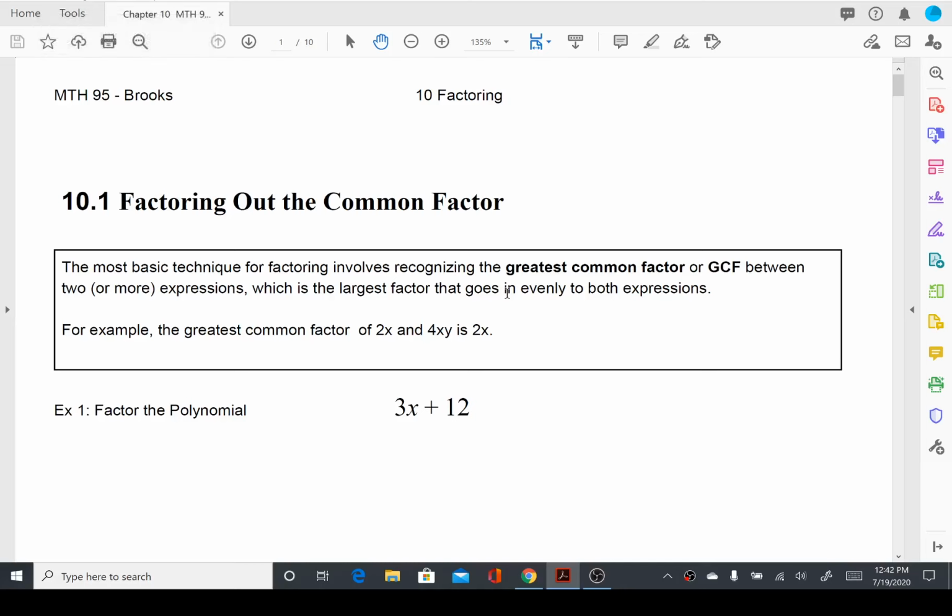Alright, so what we're going to talk about right now is how to factor out the common factor. This is chapter 10.1. This is the most basic technique for factoring, and it recognizes the use of the greatest common factor, or GCF, between two or more expressions. The greatest common factor is the largest factor that goes in evenly to both expressions.